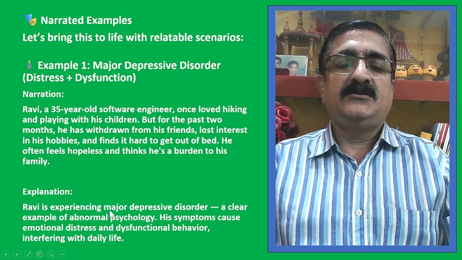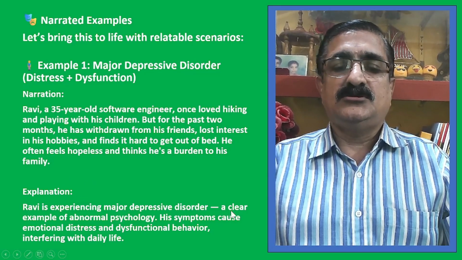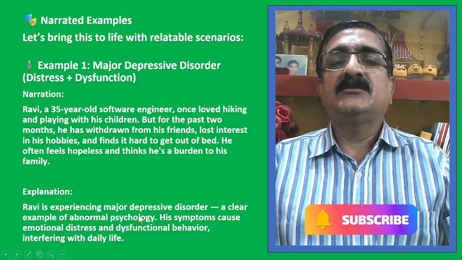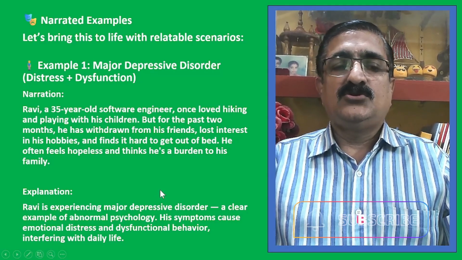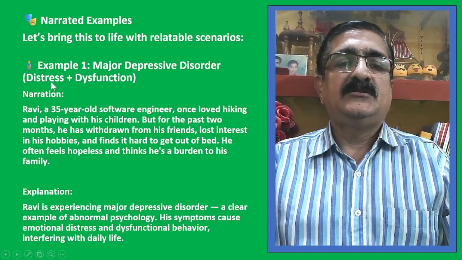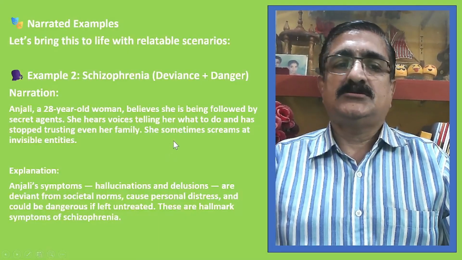The explanation is Ravi is experiencing major depressive disorder, a clear example of abnormal psychology. His symptoms cause emotional distress and dysfunctional behavior, interfering with his daily life. So, interference has to be there. Dysfunction is interference in his daily life. Distress, he is experiencing distress.